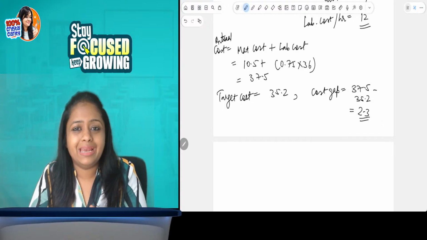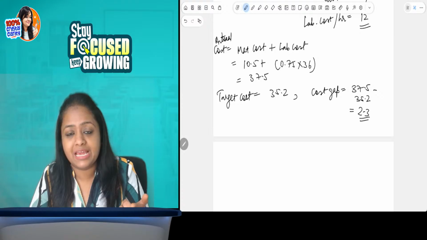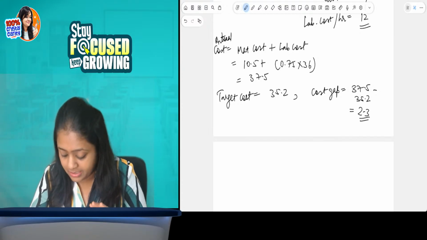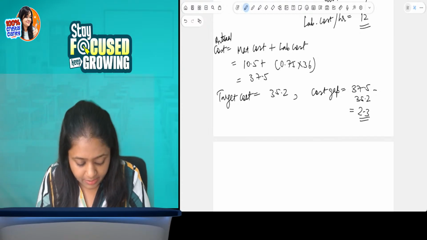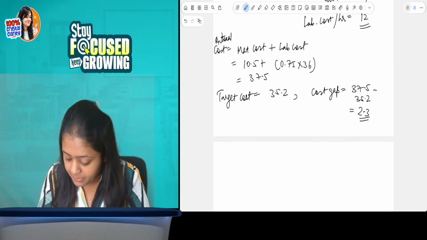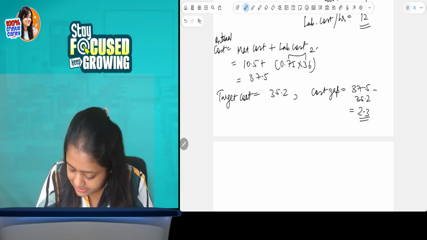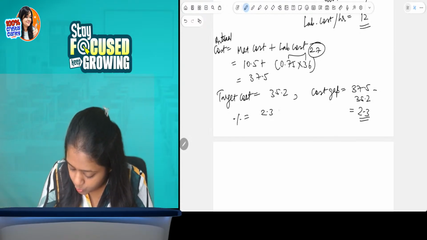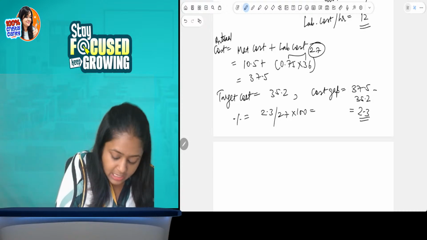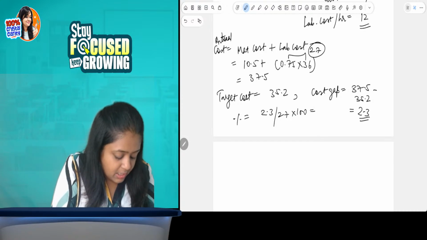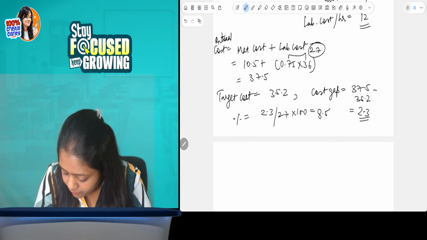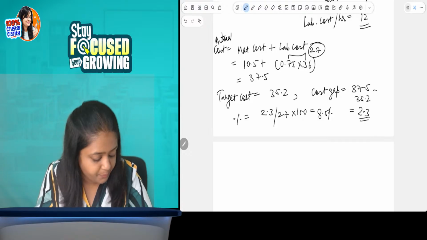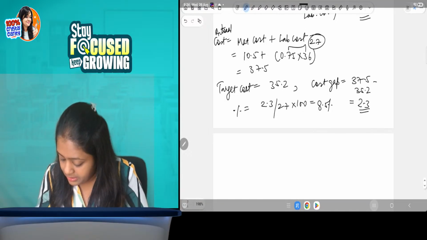Now, the question is not ending here. It is asking you to calculate the percentage with respect to labor cost, right? So it's very simple. You will calculate the percentage with respect to the labor cost. Labor cost was 27, right? So here my percentage will be equal to 2.3 divided by 27 multiplied by 100, and that will be 8.5%. Right? 8.5%.